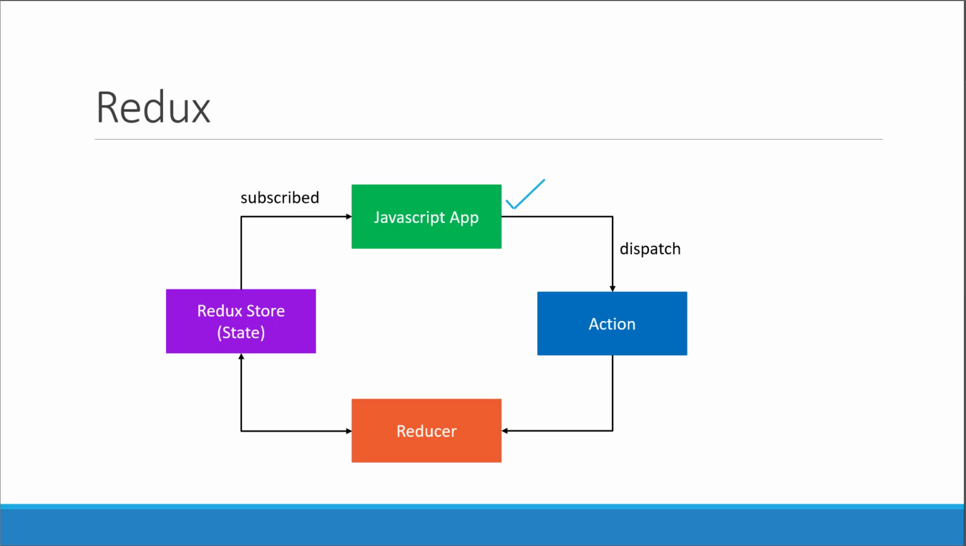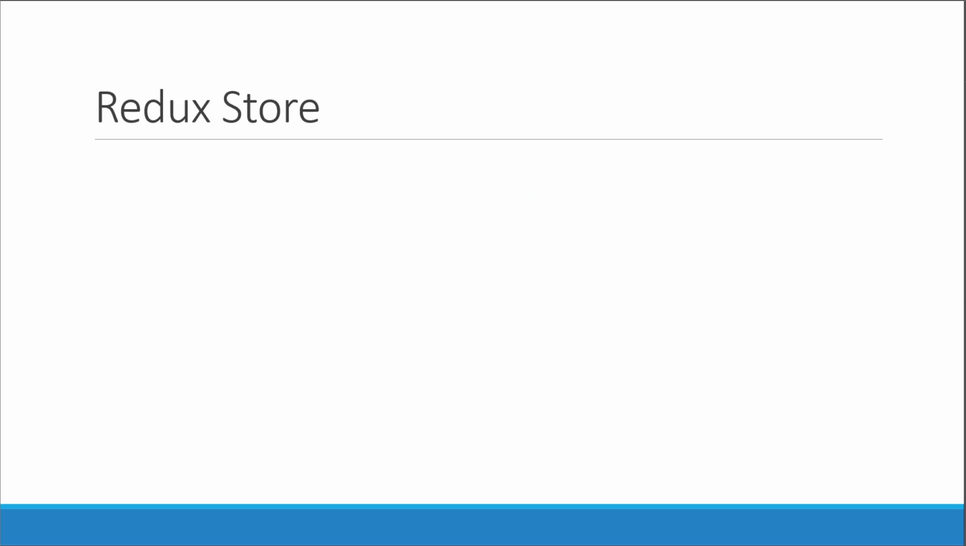Alright, in the previous two videos, we learned about actions which indicate what happened in the application, and we also learned about reducers that update the state based on those actions. In this video, let us learn about the Redux store, which brings the actions and reducers together. Right now, we just know one thing about the Redux store, and that is, for our entire application, we will always have just one store.